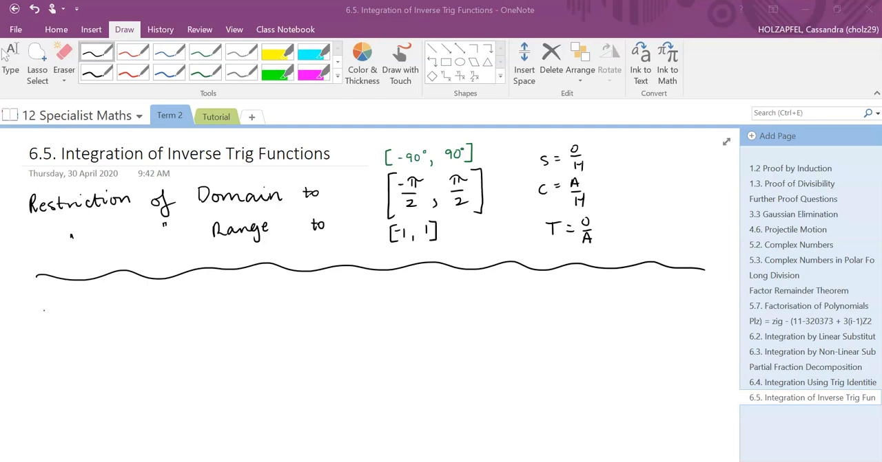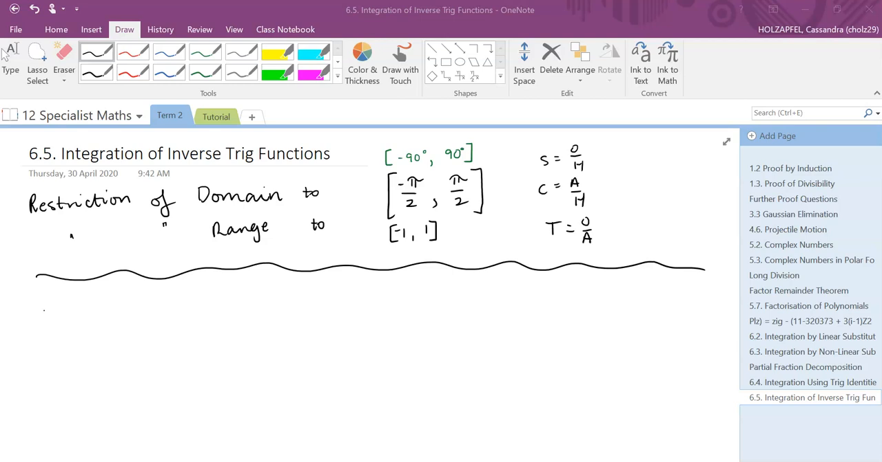Hi guys, this is just a quick little introductory video into integration of inverse trig functions, but we're not actually going to be doing any integration just yet. What I want to talk to you about is the restriction of the domains and the ranges of trig functions.